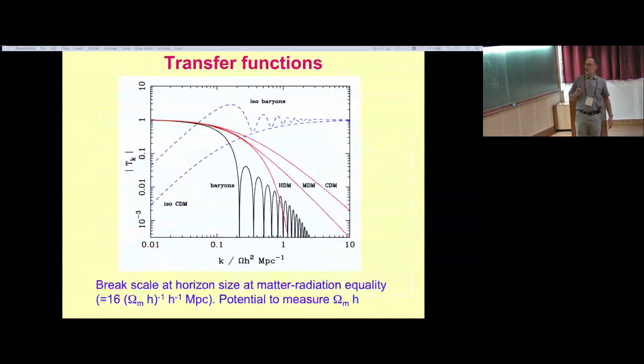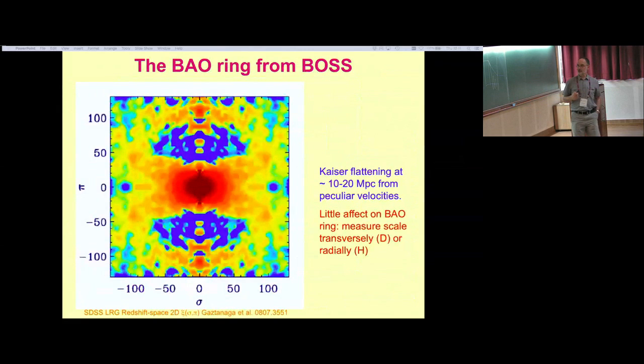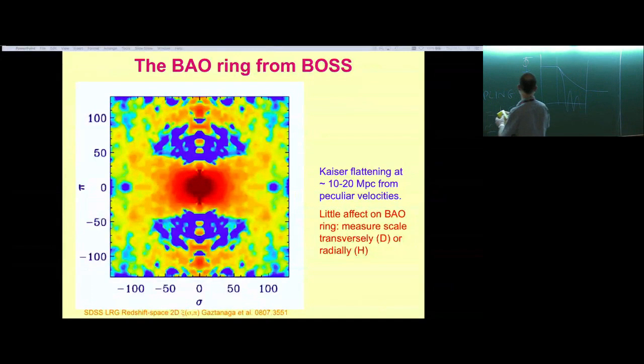And this is what it actually looks like. So here I'm showing the two-point correlation function as measured with luminous red galaxies in SDSS. And I'm showing it in a form that we'll see a lot more of next lecture. And this actually already exhibits redshift space distortions. And let me just explain now.